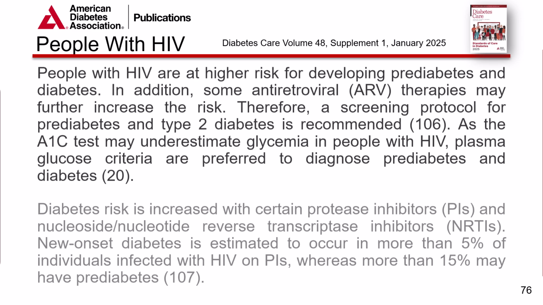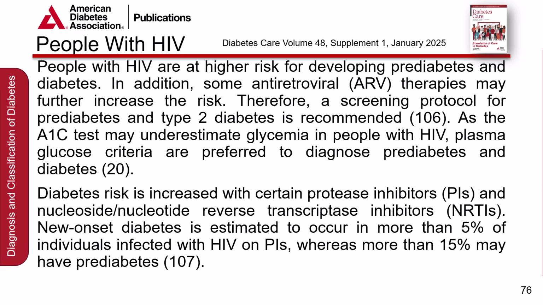People with HIV are at higher risk for developing prediabetes and diabetes. In addition, some antiretroviral therapies may further increase the risk. Therefore, a screening protocol for prediabetes and type 2 diabetes is recommended, as the glycated hemoglobin test may underestimate glycemia in people with HIV. Plasma glucose criteria are preferred to diagnose prediabetes and diabetes. Diabetes risk is increased with certain protease inhibitors and nucleoside or nucleotide reverse transcriptase inhibitors. New-onset diabetes is estimated to occur in more than 5% of individuals infected with HIV on protease inhibitors, whereas more than 15% may have prediabetes.